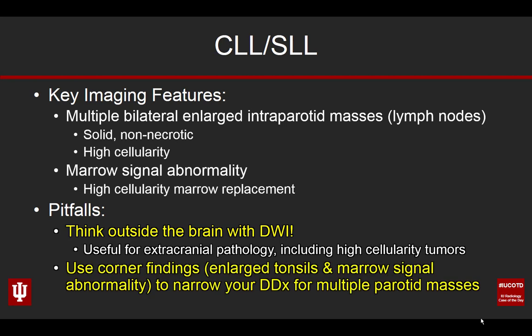And again, use those corner findings, things like enlarged palatine tonsils, nasopharyngeal lymphoid, base of tongue lymphoid that you can see, as well as, like this case showed, the marrow signal abnormality. They can help narrow down that differential diagnosis when you're looking at multiple bilateral parotid masses. Those would be features that would suggest you're dealing with lymphoma.